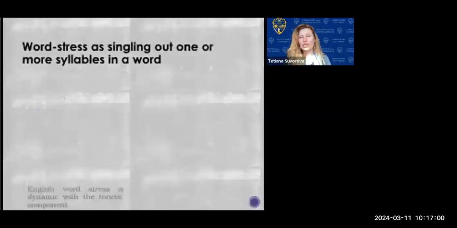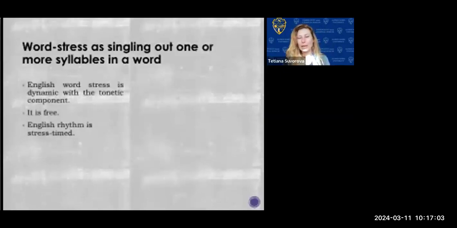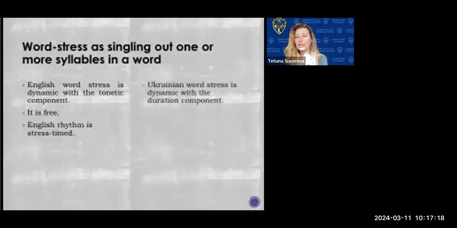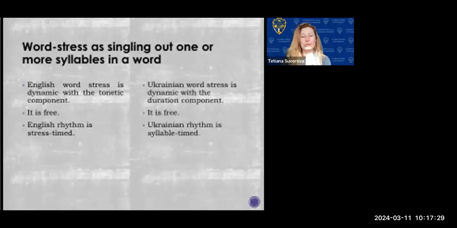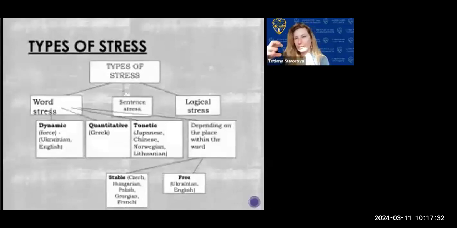Well, and word stress. Due to word stress, we can compare things and find out that English word stress is dynamic with a tonic component. It is free, and English rhythm is stress timed, while Ukrainian word stress is dynamic with a duration component. It is also free, and Ukrainian rhythm is syllable timed. That is how we separate the speech flow into patterns.